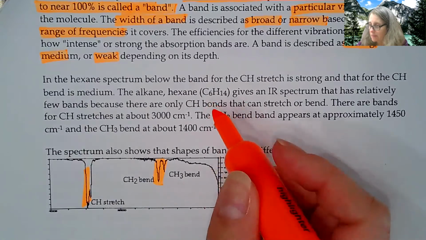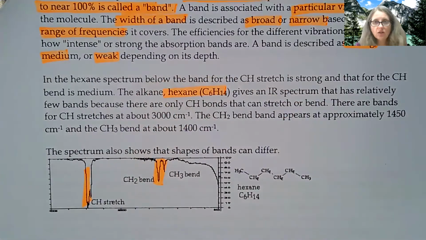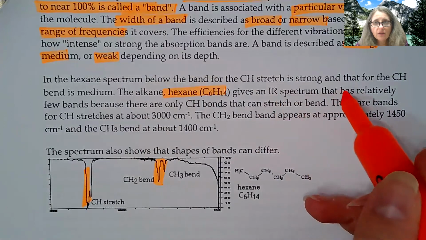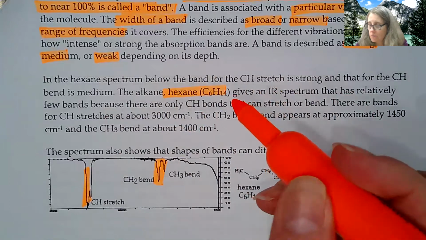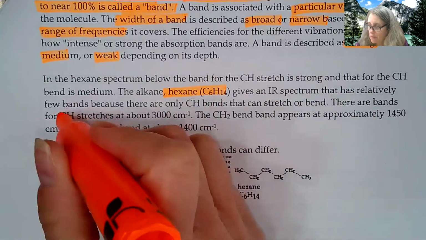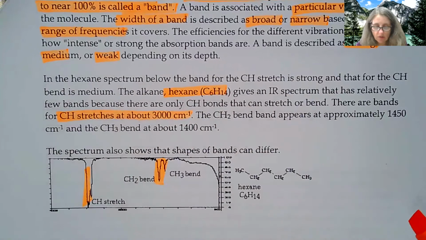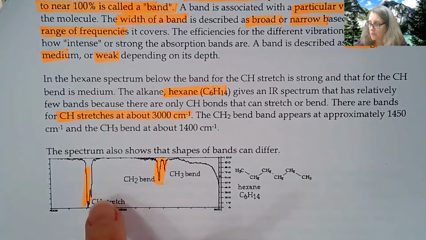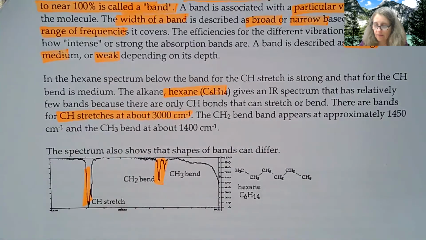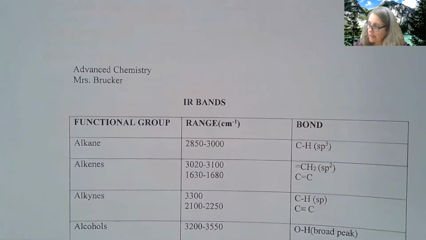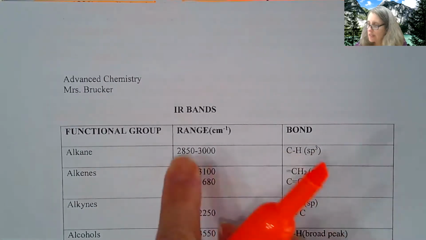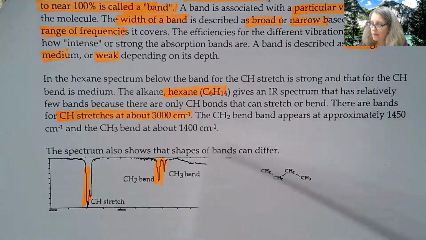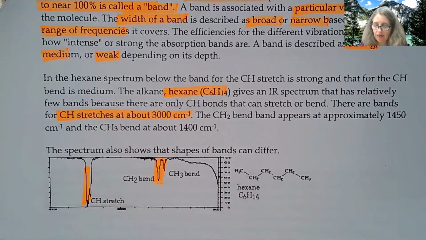So a couple examples: hexane is C6H14. The IR spectra has relatively few bands because there are only CH bonds, so you are limited by that. But there is a unique CH stretch, which is around 3,000 inverse centimeters. And that is what this stretch is here on the left. So when you are looking at CH stretches, you will see that they are somewhere below 3,000, and they always show up in the same exact space.